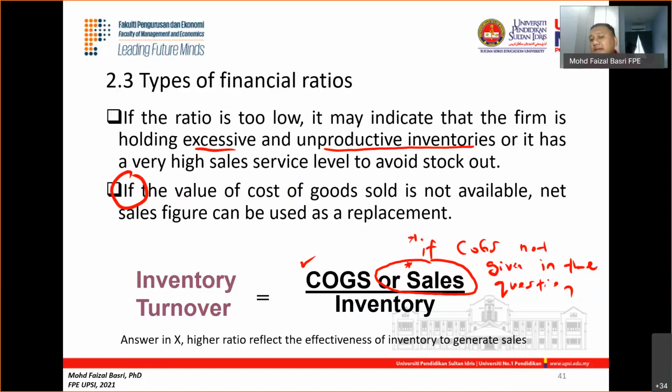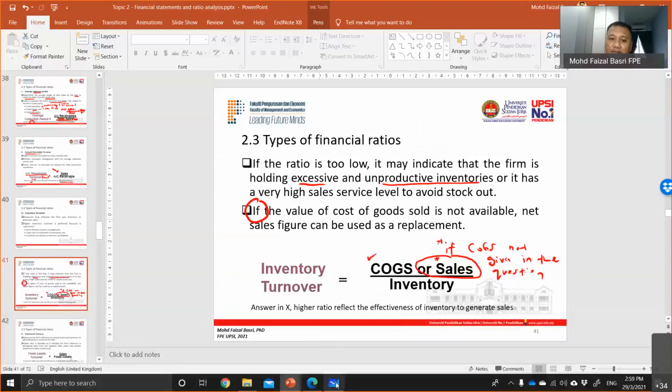But like I said, most of the time cost of goods sold will be given in the question. So therefore use cost of goods sold divided by inventory. The position is still the same. We still turn it over. But the word turnover doesn't represent sales here. We need to use cost of goods sold. Where do we look for cost of goods sold? Still in the income statement.